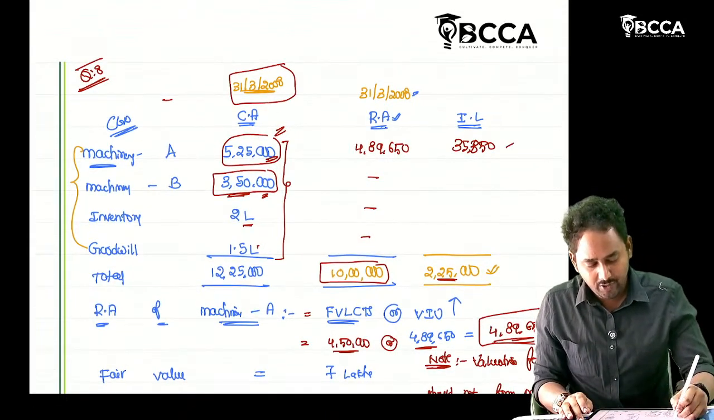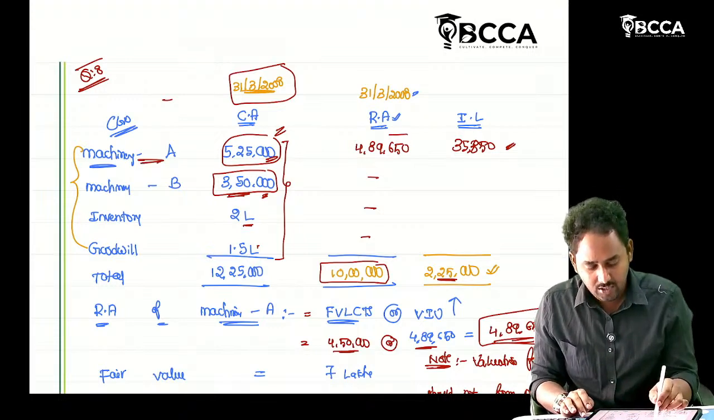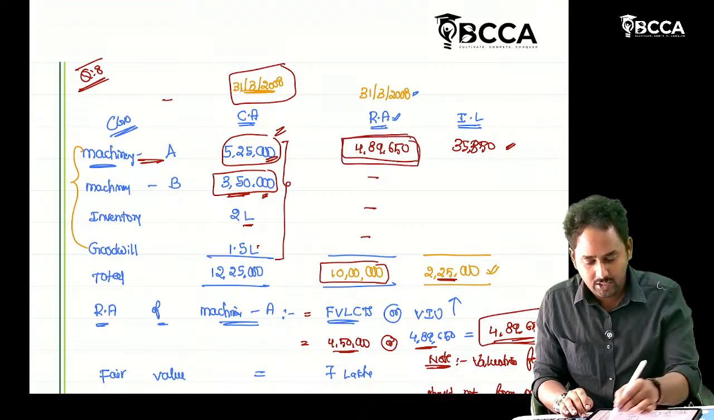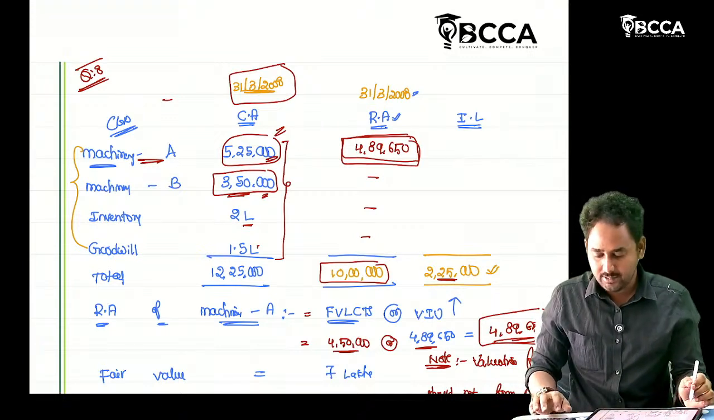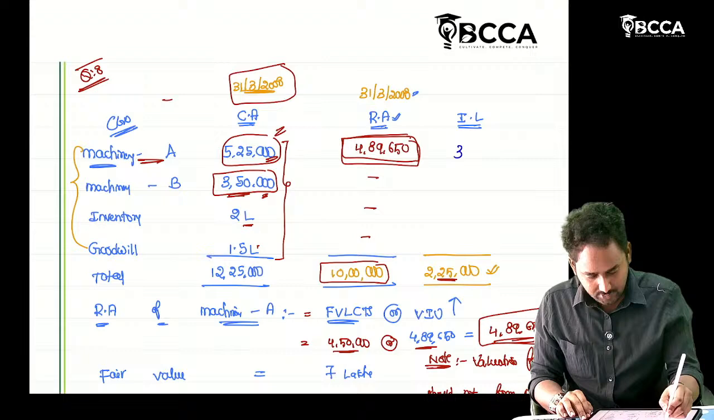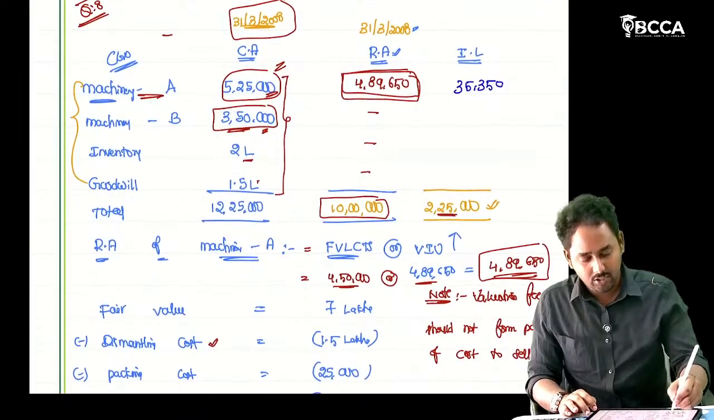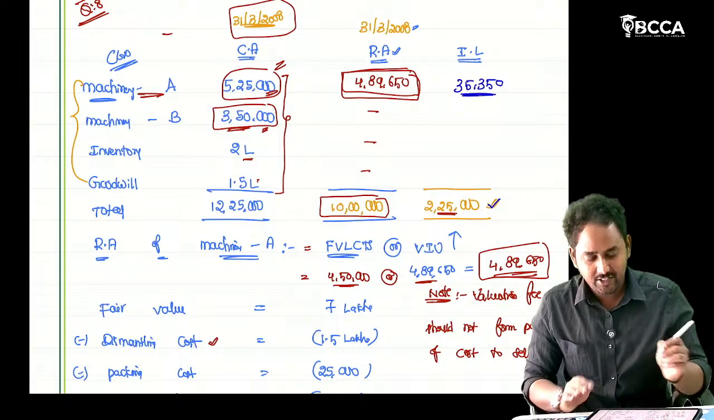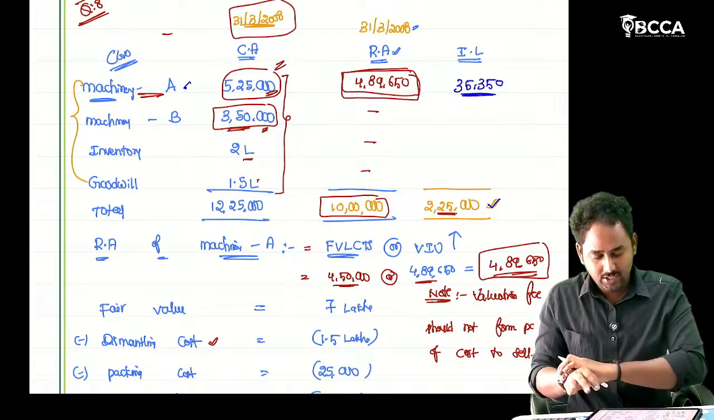So I can find out the impairment loss of the machinery A individually, because I can find out the recoverable amount of machinery A. What is the impairment loss for the machinery A? 525 minus 489,650, 35,350. So what is the total impairment loss? 225. Out of 225, we can directly say that 35,350 is allocated to machinery A. What is the remaining balance?